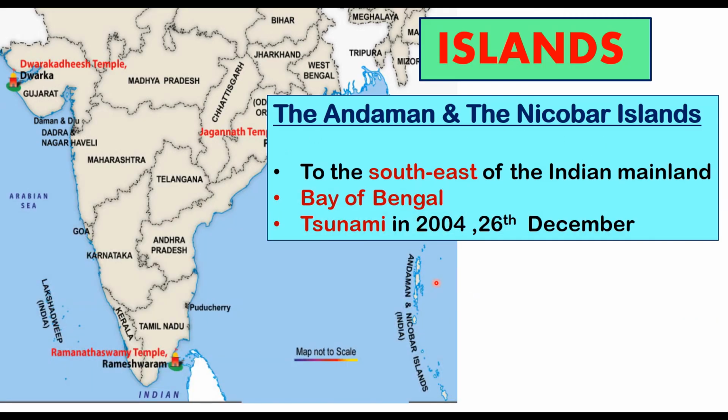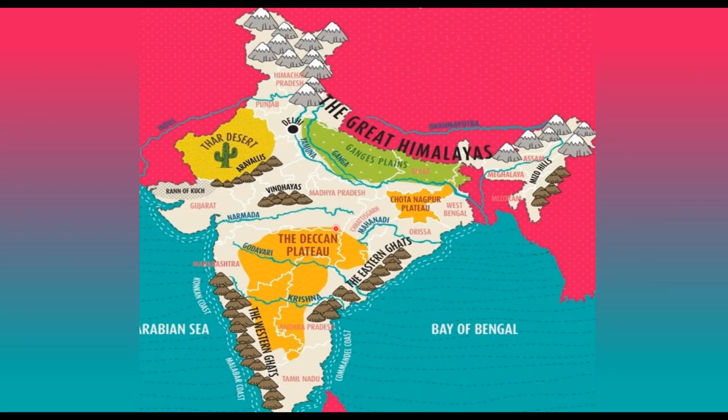The Andaman and Nicobar Islands lie to the southeast of the Indian mainland in the Bay of Bengal. We know that on 26th December 2004, the Andaman and Nicobar Islands were affected by a tsunami. In this chapter, we discussed many things about India: India's locational setting, its neighbors, its political divisions, physical divisions like Himalaya, the northern Great Plain, Peninsular Plateau, Western Ghats and Eastern Ghats, the coastal plains and island groups.